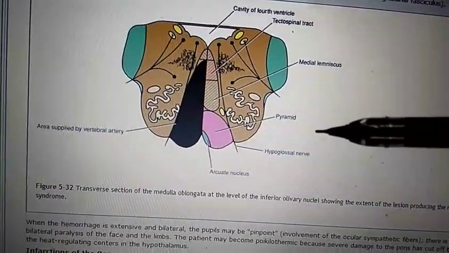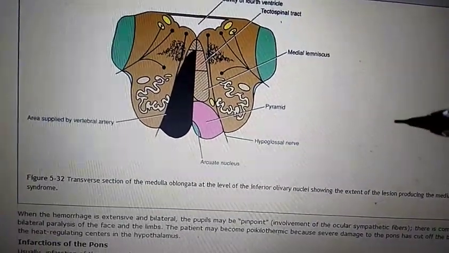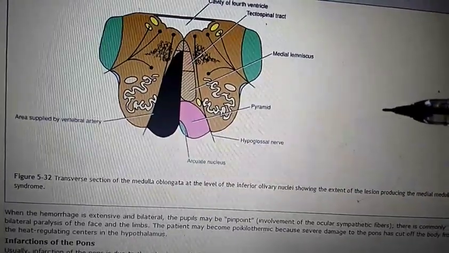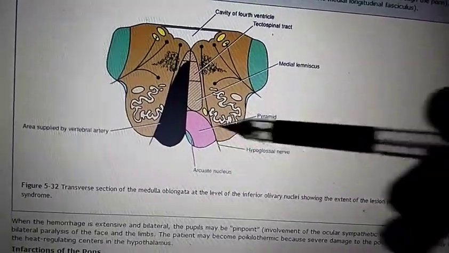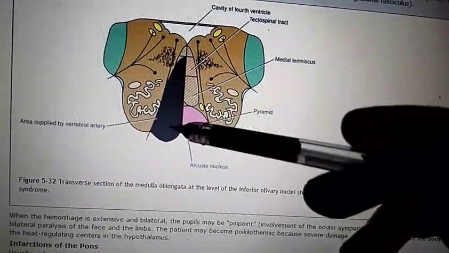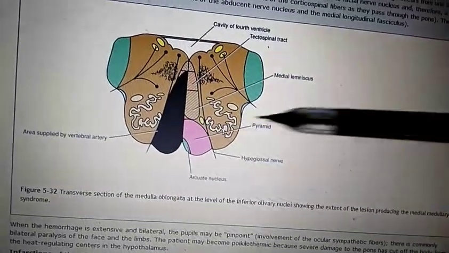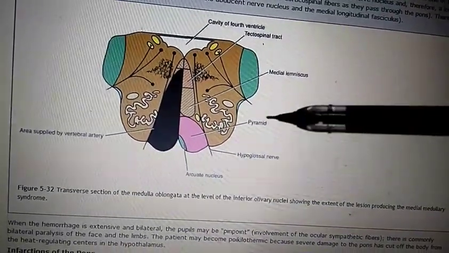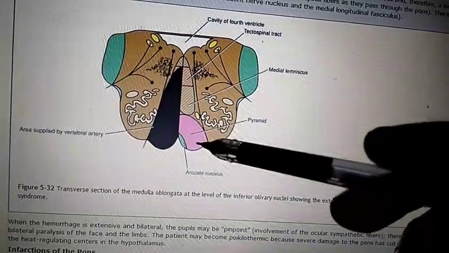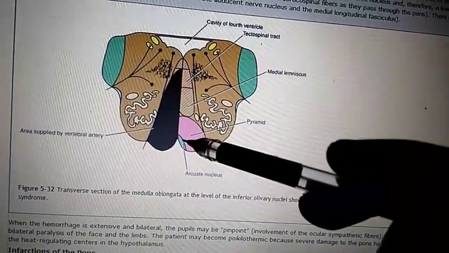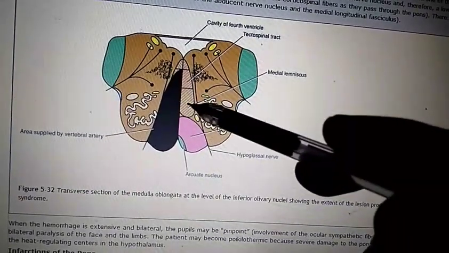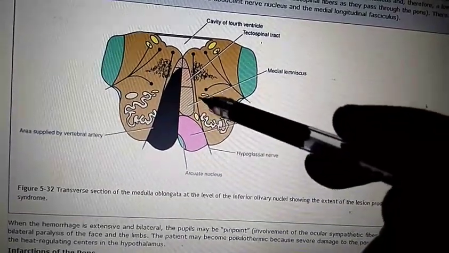In medial medullary syndrome, there is thrombosis of vertebral artery. And as you already know, vertebral artery supplies the paramedian region of medulla oblongata. So, the thrombosis of vertebral artery will lead to damage to pyramids, medial lemniscus, as well as hypoglossal nerve.